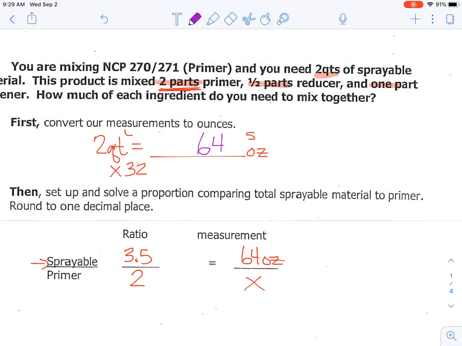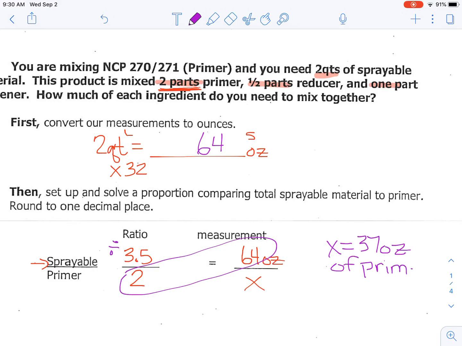To solve this, you cross multiply and then divide by your extra number, and you should know how to do that from a previous math class, or even maybe in the springtime when you had me in class. We're going to take 64 times 2 divided by 3.5, and I get a decimal, 36.5. We're going to round it and say we need 37 ounces of, and this is primer because we set up our proportion with primer.